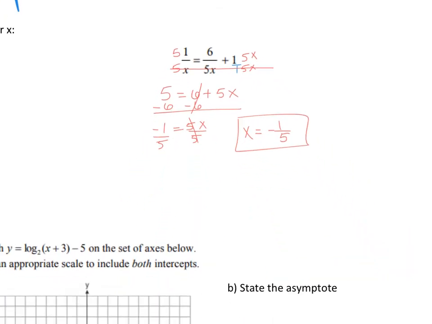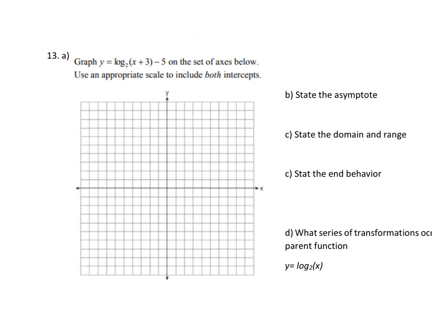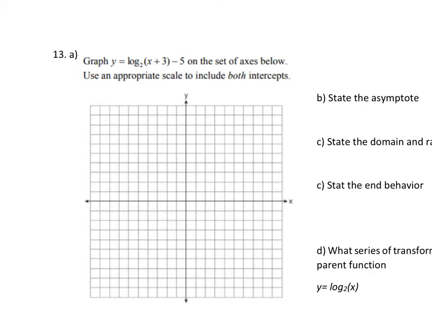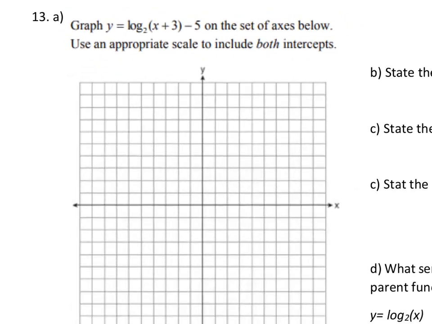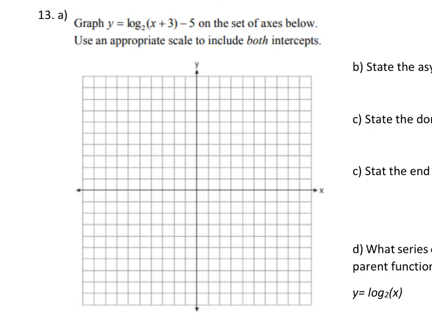Next question. They want you to graph log base 2 of x plus 3, minus 5 on the same axes below, and they want you to use the appropriate scaling to include both intercepts. This means they want the x and the y intercept. Okay, so this one's a little bit tricky. When you graph it at first, you're not going to see both intercepts. What you're going to have to do is make the x max. I found if you made the x max 30, you'll be able to see it.